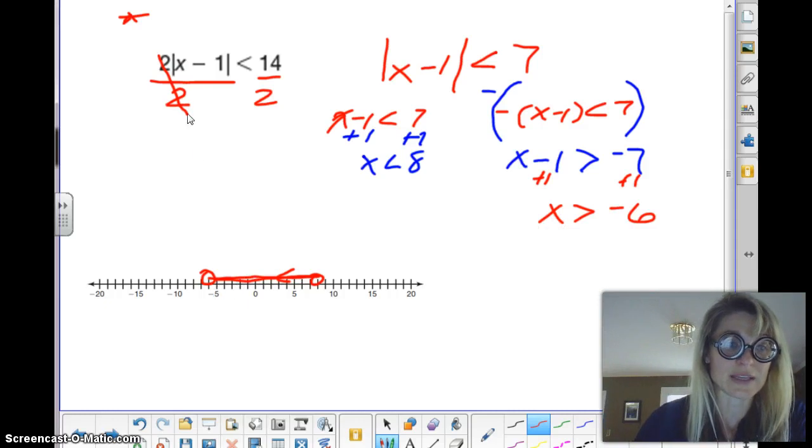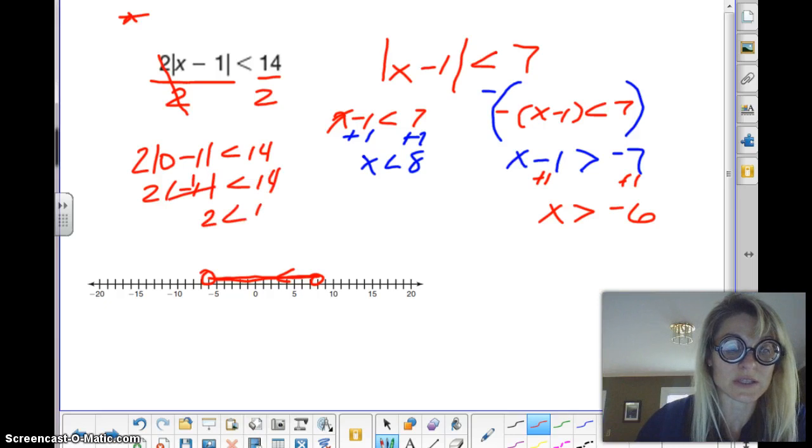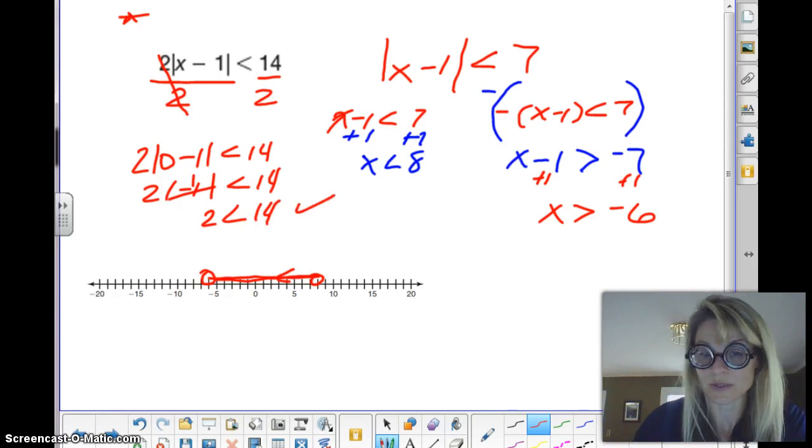So this means I could plug in negative 5 and it would work, because if I plug in negative 5, that would give me negative 6, which is 6, absolute value, times 2, which gives me 12. Or if I plugged in 0 here, this becomes 0 minus 1, right? And then this becomes 2 times the absolute value of negative 1, which we know is 1. So that's 2 is less than 14. That's a true statement, so we know it works.